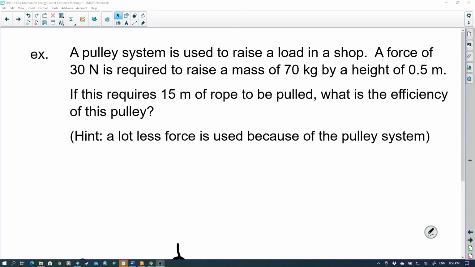And I give you a hint here, and I say a lot less force is used because of the pulley system. So let's first start by talking about how much energy would it take to raise this load directly upwards, the amount of distance that it's saying that it's being raised. So we've got a 70 kilogram mass.